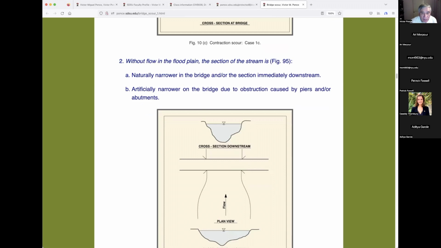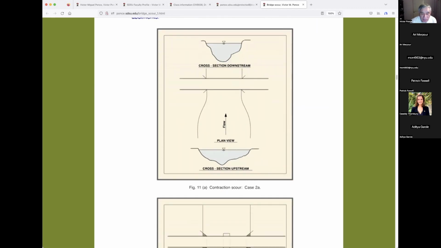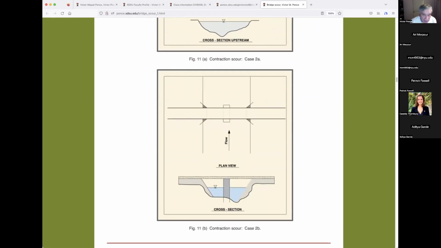Without flow in the floodplain, the section of the stream is naturally narrower at the bridge and the section immediately downstream, or artificially narrower at the bridge due to obstruction caused by piers and/or abutments. There are always obstructions like this one, contraction scour, because we have a bridge with a pier in the middle. Why do we do that?